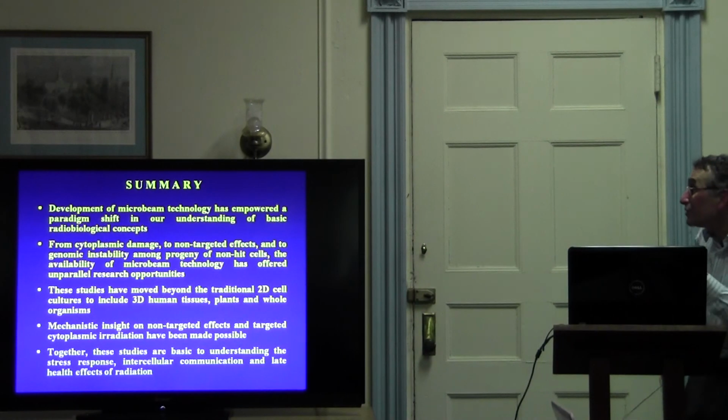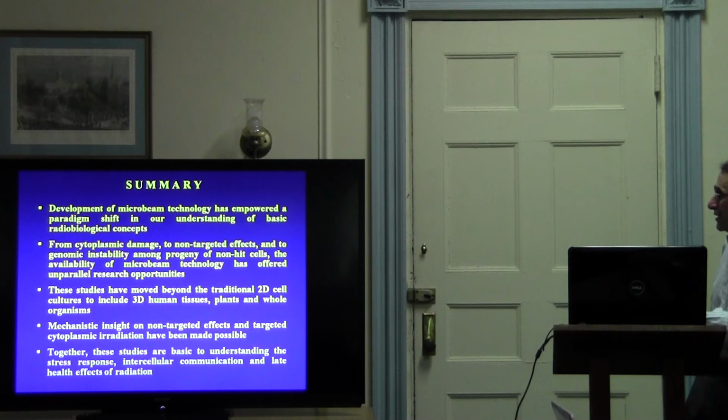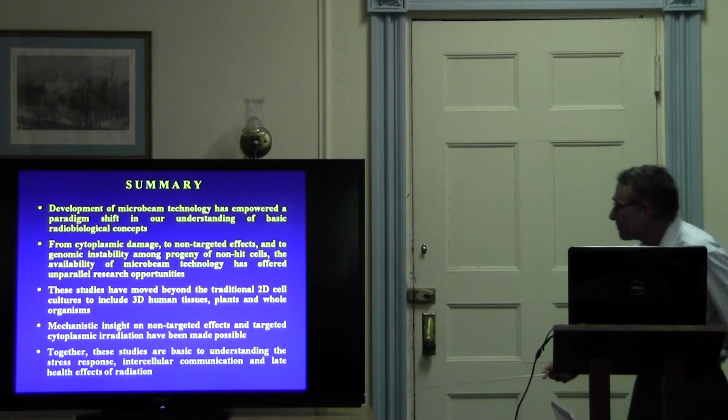So really, in conclusion, the development of microbeam technology has empowered a paradigm shift in our understanding of basic radiobiology, from cytoplasmic damage to non-targeted effects and to genomic instability among progeny of non-hit cells. The availability of microbeam technology has offered unparalleled research opportunities. We hope today that Gerhard can tell us how we can hit the mitochondria with high precision and see the signaling coming from the mitochondria.